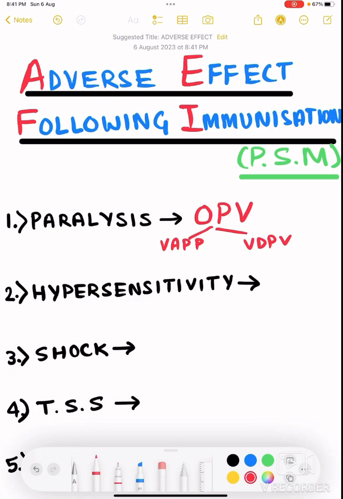VDPV actually means that the virus is derived from the vaccine and that virus causes paralysis, whereas VAPP, vaccine associated paralytic poliomyelitis, means that paralysis has occurred from the vaccine. The vaccine didn't become the virus and then cause paralysis; the vaccine itself caused the paralysis. So it is important to remember which particle causes VAPP and VDPV. There are three particles of OPV: P1, P2 and P3. P3 causes VAPP and P2 causes VDPV.